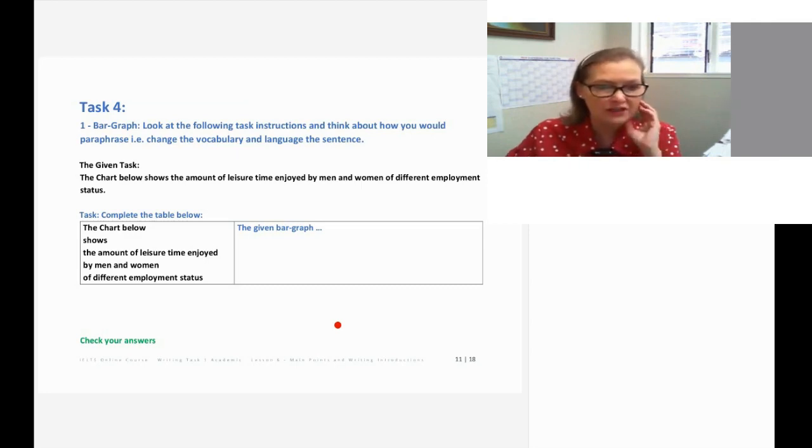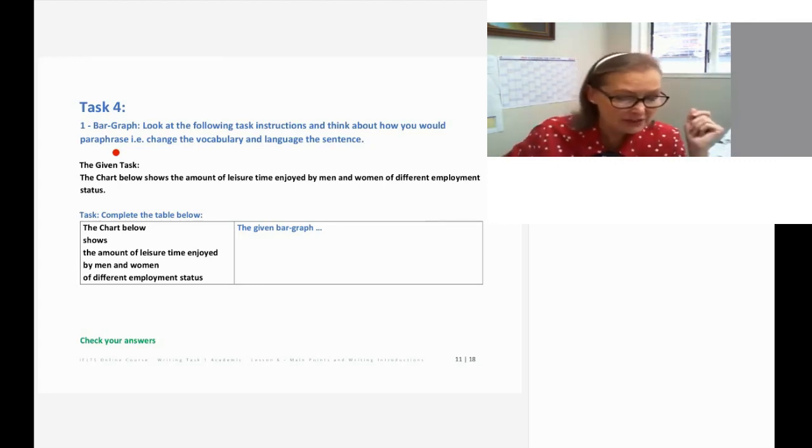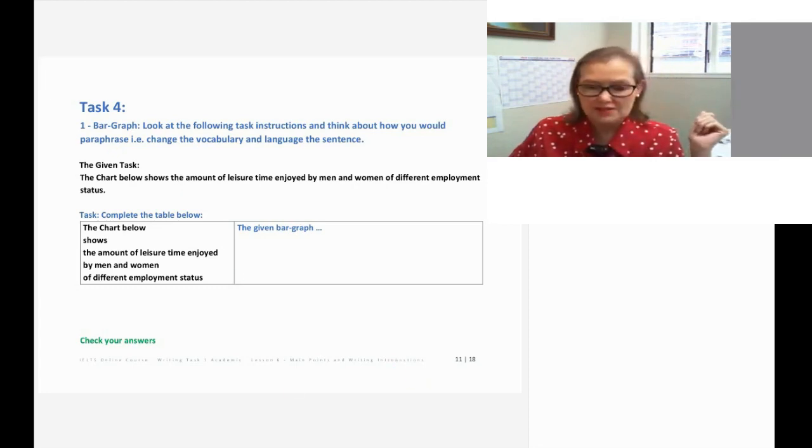So thinking about how you would paraphrase the graph. Did you manage to take a screenshot of it, or do you need me to reverse back because you don't have the worksheet tonight? Do you need me to go back to the graph about the men and women? You can just type in the chat box. I'll just skip back to it so you can make a screenshot anyway.